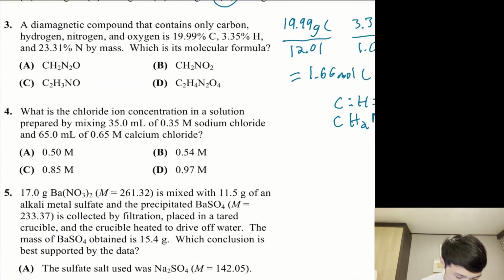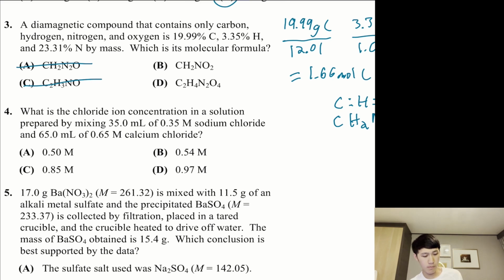So clearly A does not follow this 1 to 2 to 1 to 2 ratio, so that is incorrect. B does exactly follow the 1 to 2 to 1 to 2 ratio, so that's a possibility. C does not follow this ratio, and D does follow this ratio. So how are we going to decide between B and D?